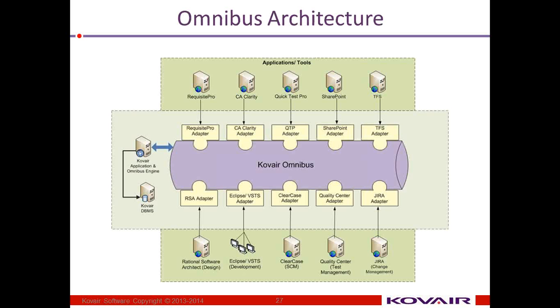Next, talking about the Omnibus architecture at a very high level. In the middle, you can see this cylindrical bus structure. This is the central Omnibus processing engine, and these are the adapters which connect the tools to the Omnibus engine. Once a tool is plugged into the platform through its adapter, immediately it is capable of establishing communication with the rest of the tools that are connected to the platform.